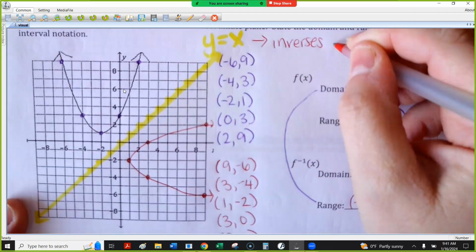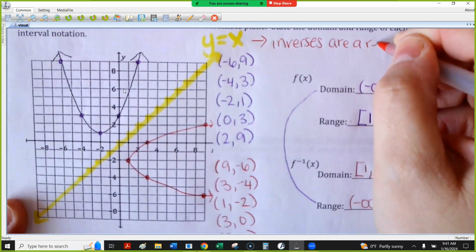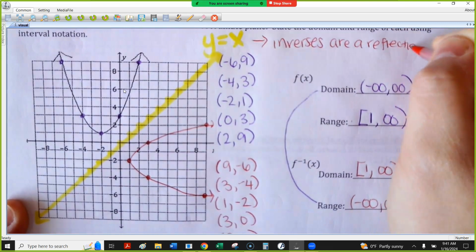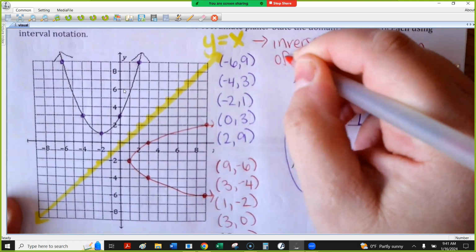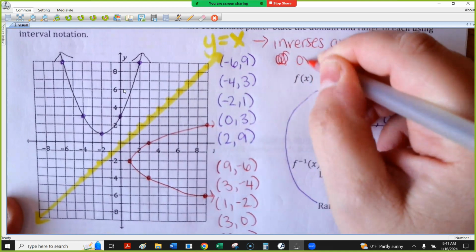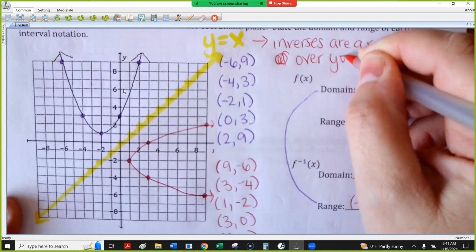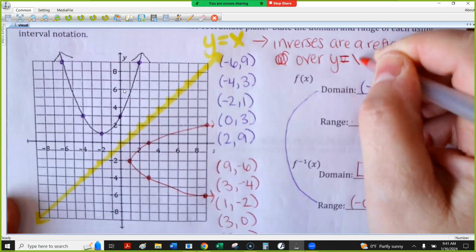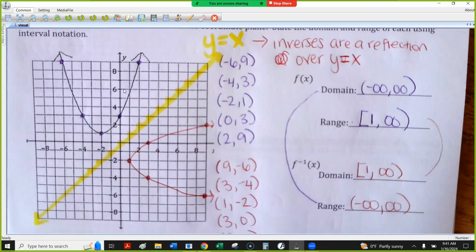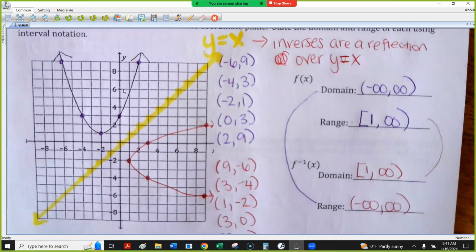Now, inverses are a reflection, if you remember that from geometry, over the line y equals x. So like if I would fold that graph in half on top of that diagonal line, if I had drawn it perfectly, those two sides would match up. So anytime you have an inverse, it should be a reflection over the line y equals x. Is anybody having a question?